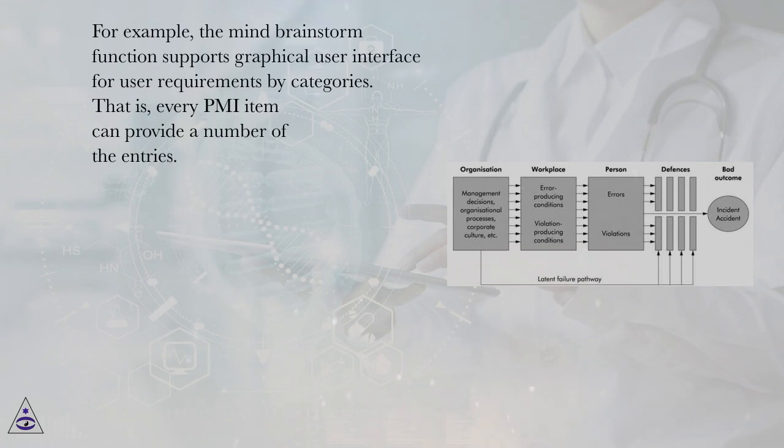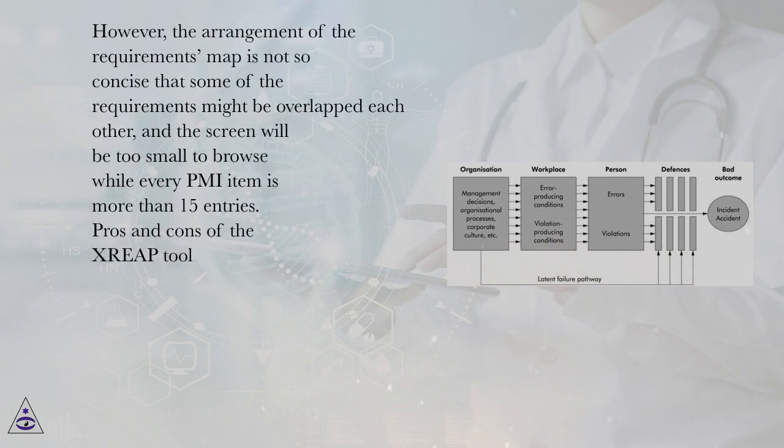Furthermore, the XREAP tool owns some limitations. For example, the Mind Brainstorm function supports a graphical user interface for user requirements by categories. That is, every PMI item can provide a number of entries. However, the arrangement of the requirements map is not so concise that some of the requirements might overlap each other, and the screen will be too small to browse when every PMI item has more than 15 entries. Pros and cons of the XREAP tool.